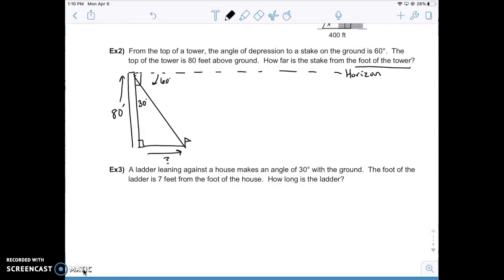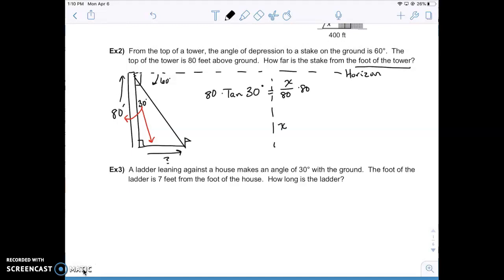So foot, bottom of the tower. So we want to know what that is. Well, here's 30. We have the adjacent side and we have the opposite side. Therefore, we're going to use tangent again. This time, it's going to be 30 degrees. We know what the angle is. And that's going to be x over 80. Since we're just solving for x, we're going to multiply both sides by 80. And we will get our answer.